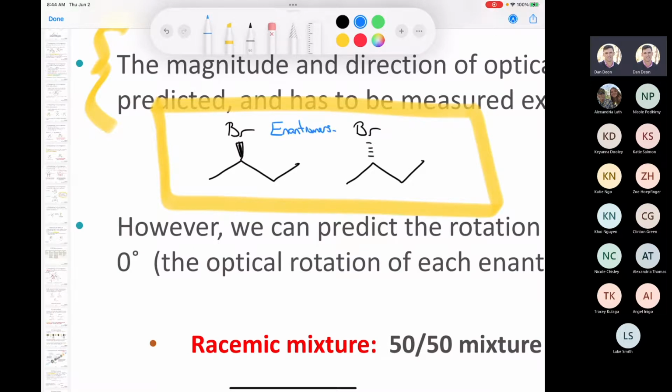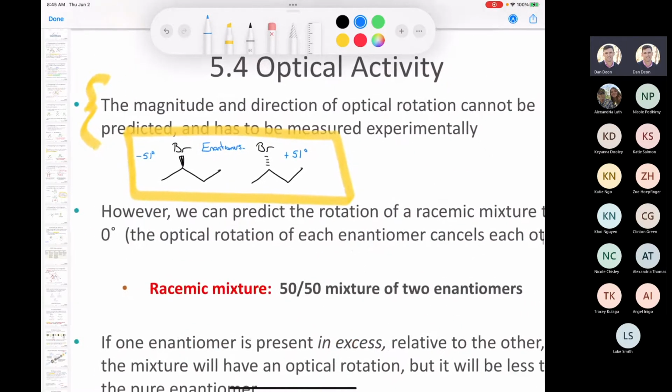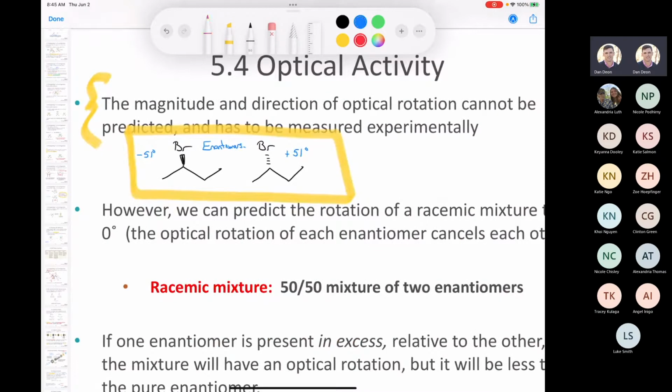Let's just imagine that this compound rotates plane polarized light negative 51 degrees. That means that this compound is going to rotate plane polarized light positive 51 degrees. So a racemic mixture is a 50-50 mixture of two enantiomers. If I have this compound and this compound in a 1-to-1 ratio, it means half of the sample is going to rotate plane polarized light negative 51, but the other half is going to rotate it positive 51. What happens if you take negative 51 degrees and then you add positive 51 degrees? You get 0 degrees.